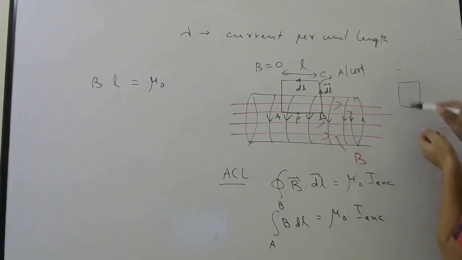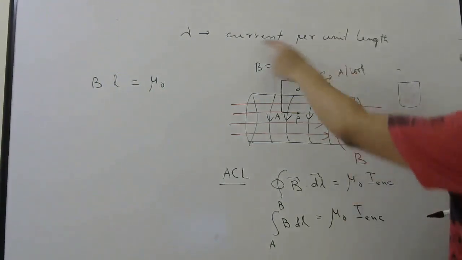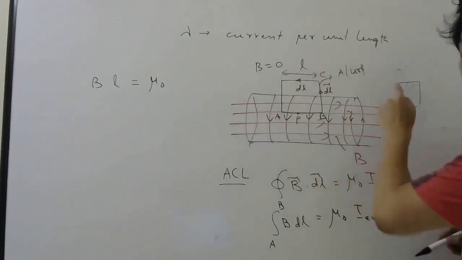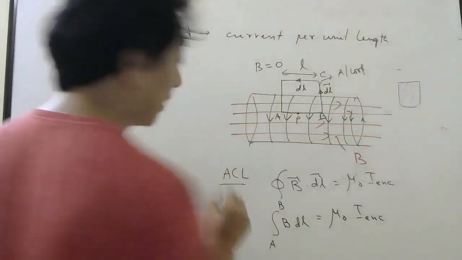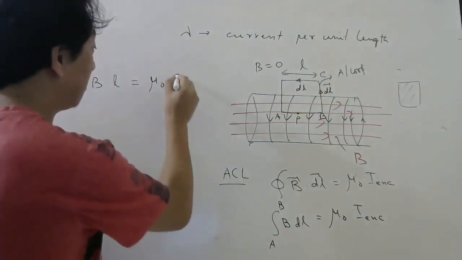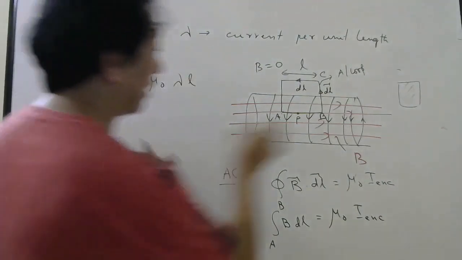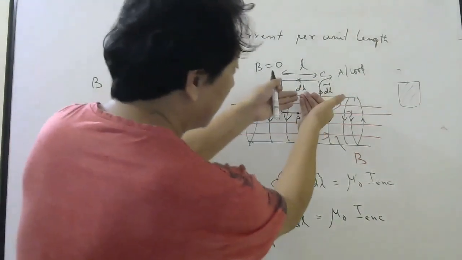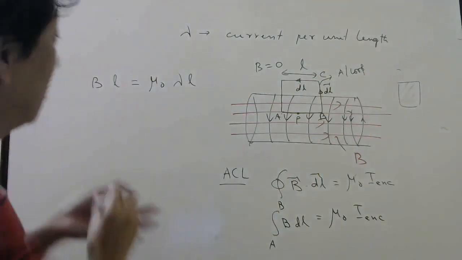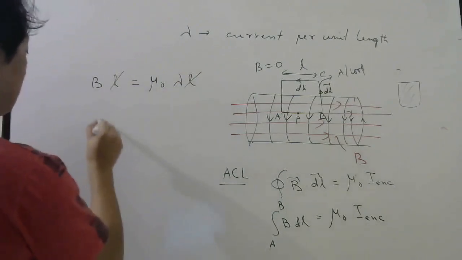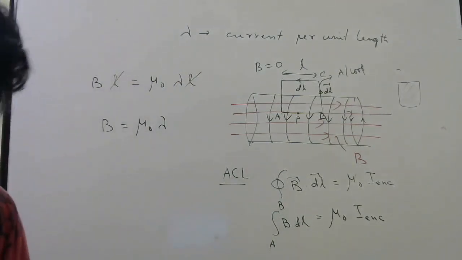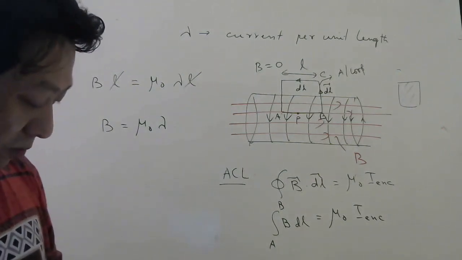Inside this loop means the current should come out from the surface of the loop. So lambda, they already told, is current per unit length. If you multiply lambda with L, you will get the current in this portion, which is nothing but the current inside. Understood? So L will cancel, and B will be mu naught lambda. Option B.